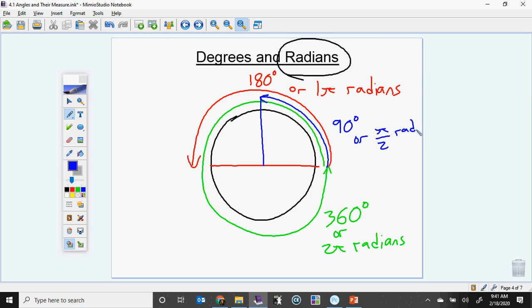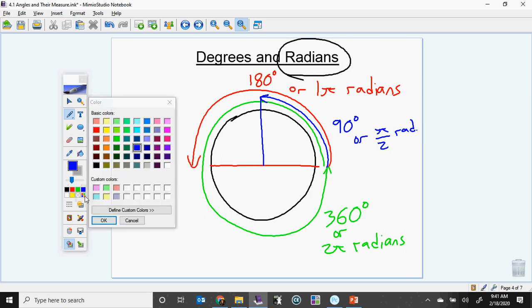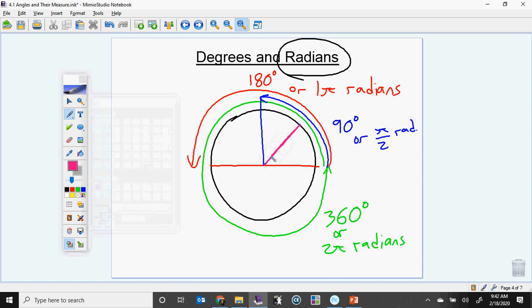And I could keep dividing this up. I could say, well, what about this? I meant to use a different color there. Let's try that again. What about this? Well, this would be 45 degrees. Well, it's half of a half, or 1/4 of a pi, so pi over 4 radians, okay? So, two different ways we break up a circle.